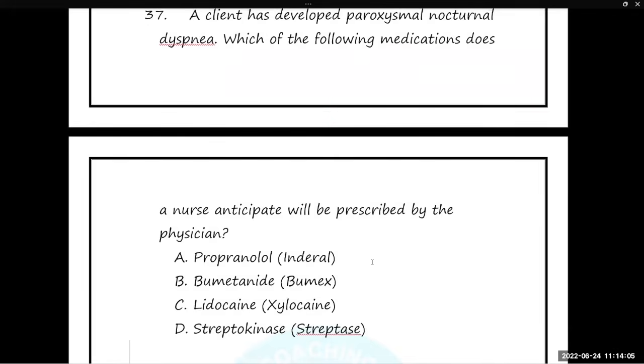Interval, Bumex, xylocaine, streptokinase or streptase. See, you can remove the wrong answers and then select the correct answer. Mainly in case of left ventricular failure, it is indicating pulmonary edema. So paroxysmal nocturnal dyspnea is indicating pulmonary edema. Now you can select the answer. In pulmonary edema, what is the choice of medications?